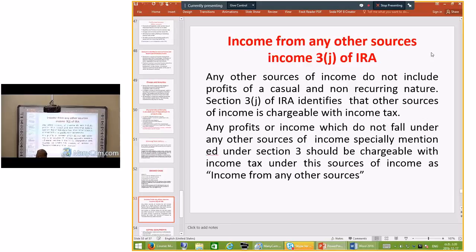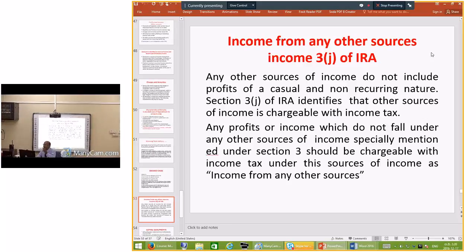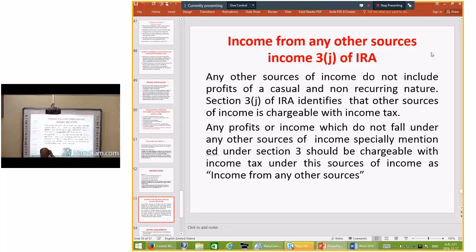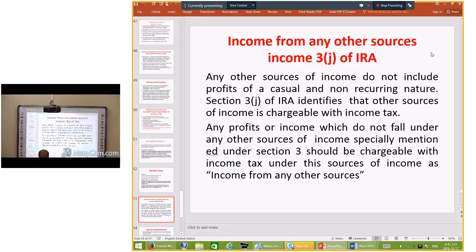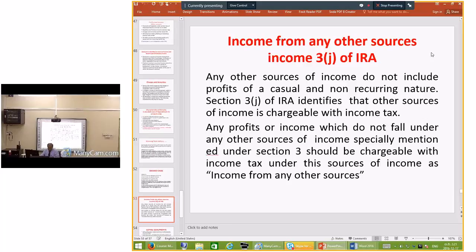Up to now we described the sources of income. We know what the winnings of lottery and rent are; we have some label. But one can say he has income, but he can't describe it in what source. That type of income falls under any other source of income described under section J of the Inland Revenue Act: any other income from any other source whatsoever, not including profit of a casual and non-recurring nature.